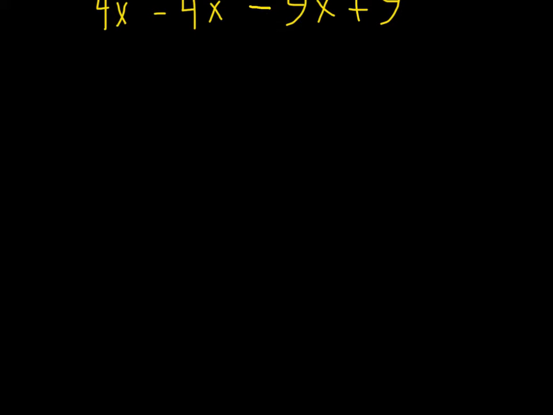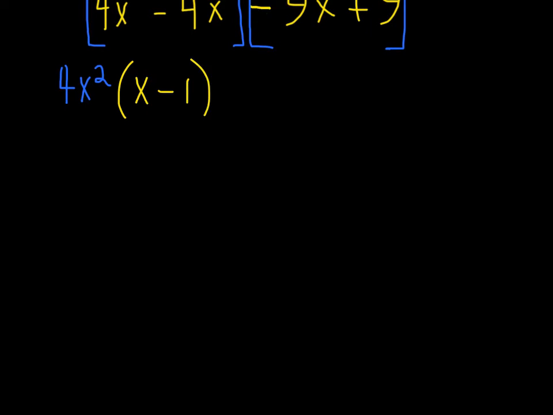So what I'm going to do is something called factor by grouping. I'm going to group these two together, and I'm going to group these two together. In this first group, I can see they have a GCF of 4 and an x squared. So I'm going to take out that 4x squared, and I'm going to be left with x minus 1.